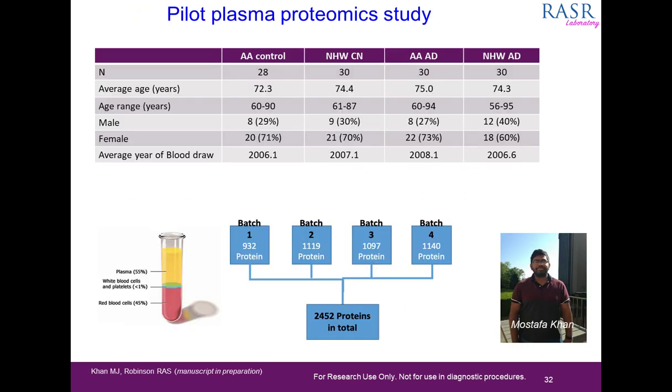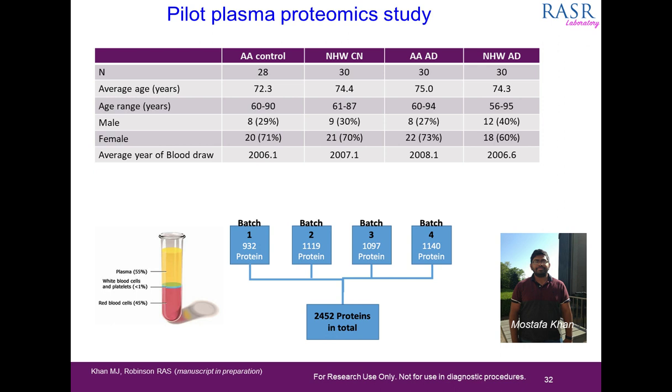We then looked in a different peripheral fluid. We looked in plasma tissue that came from participants that meet the demographics shown here. We started by randomly selecting 10 individuals from each one of these groups and getting the pilot going. And this is work by Mustafa Khan, who will be finishing in the next year in the group.